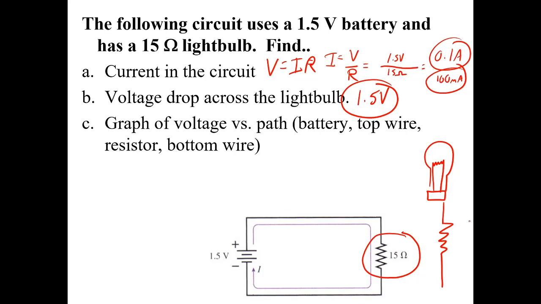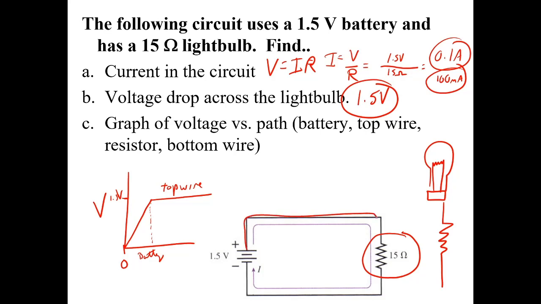So it says, well, graph the path. Graph the voltage versus what's going on. So the voltage starts out at 0. Then inside the battery, it pumps it up to 1.5 volts. 1.5, we'll put that on the graph. Then it goes through the top wire. So it's at 1.5 volts while it's going through the top wire.